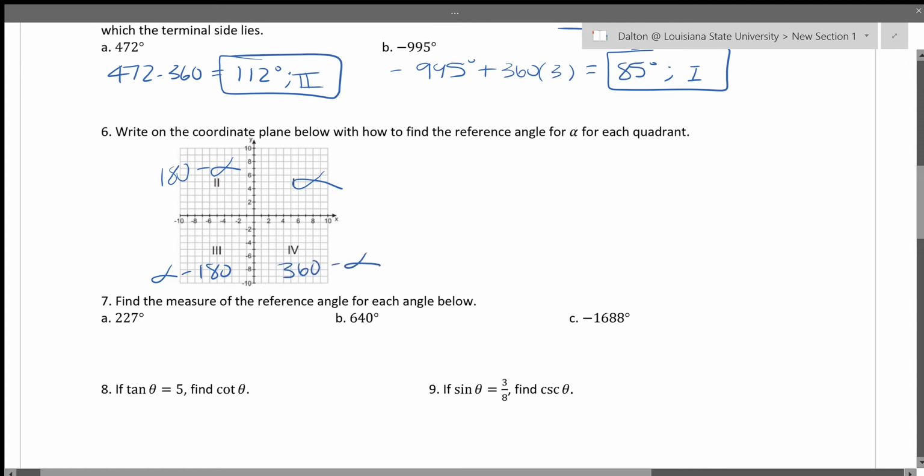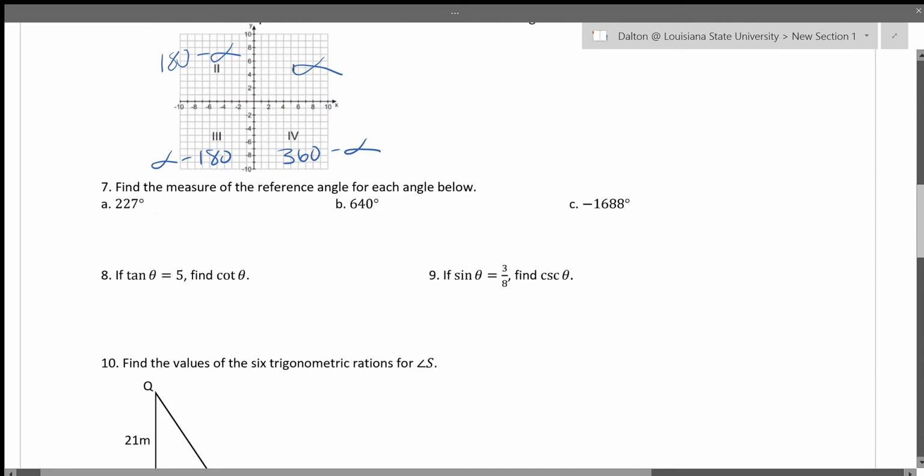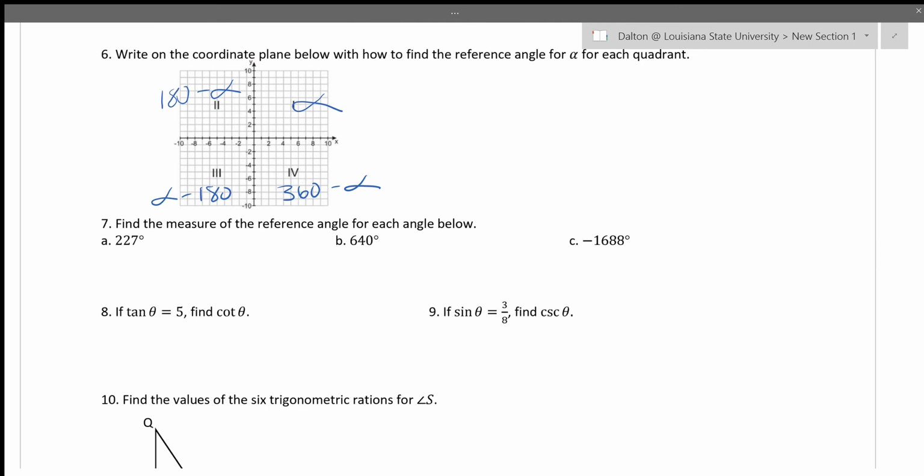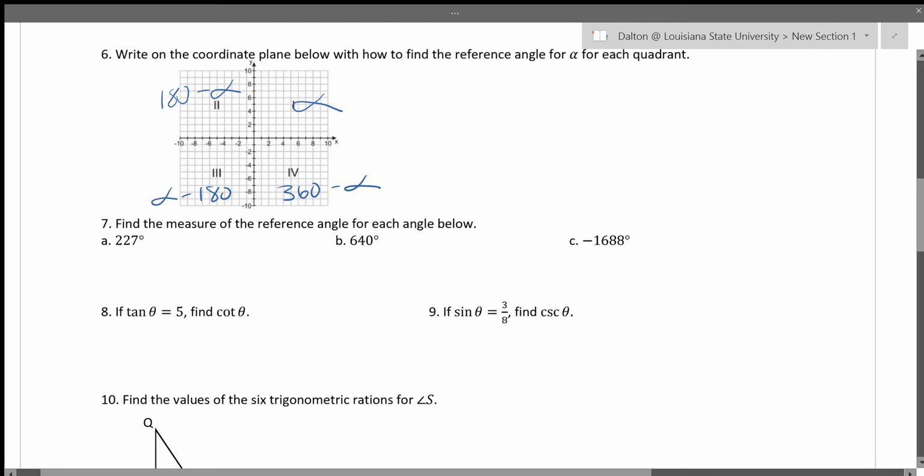So you need to have a solid understanding of that to be able to do the next type of questions, which is to actually find the measure of a reference angle for a particular given angle. So 227 degrees, first need to figure out, okay, well that lies in the 3rd quadrant. So if that lies in the 3rd quadrant, then I'm going to follow the alpha minus 180 rule. So I'm going to take 227, subtract from it 180, and I'm going to get 47 degrees. Remember, your reference angle should be between 0 and 90 degrees.